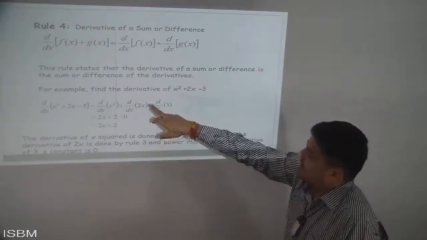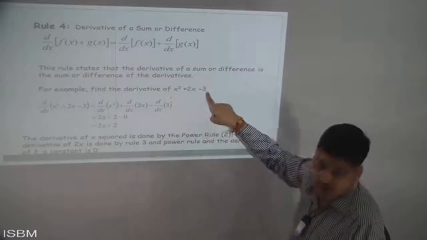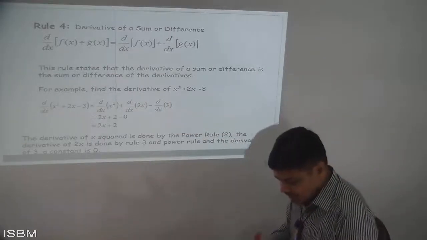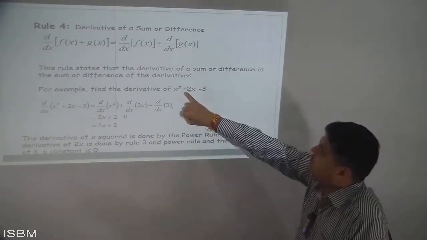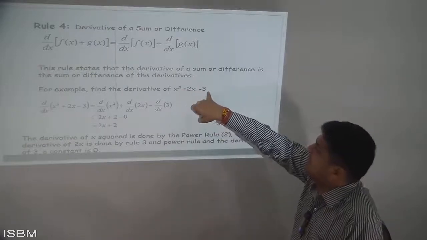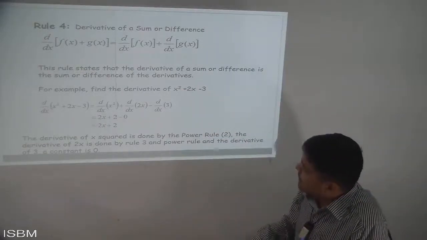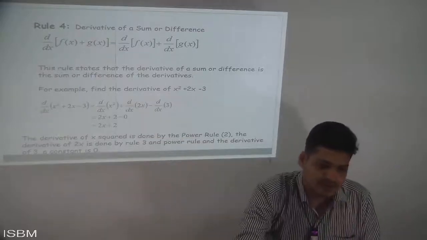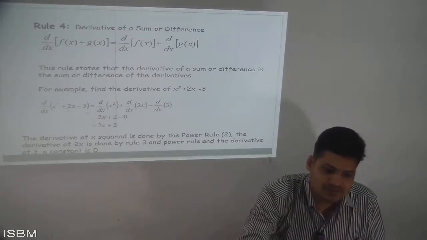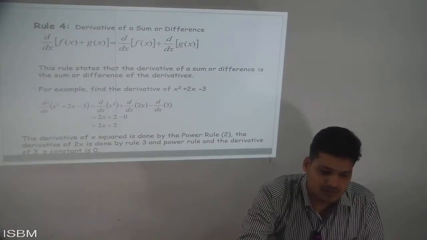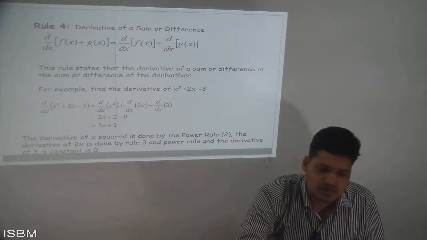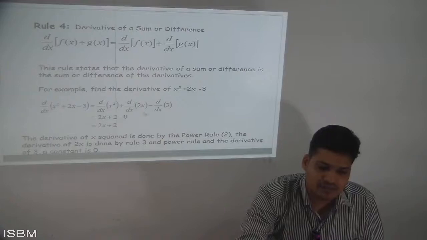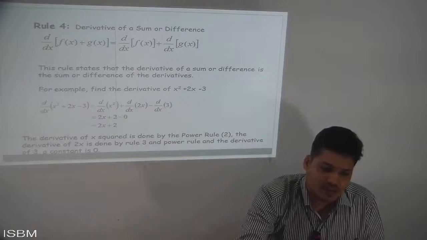So after that, for example, I have told you we sometimes need to find the value for a quadratic expression. So x square plus 2x minus 3. So what I will do, d by dx of x square plus 2x minus 3. So d by dx I will apply to all these terms. So d by dx x square plus d by dx 2x plus d by dx, this is the minus, so minus 3. So it will be shown over here.